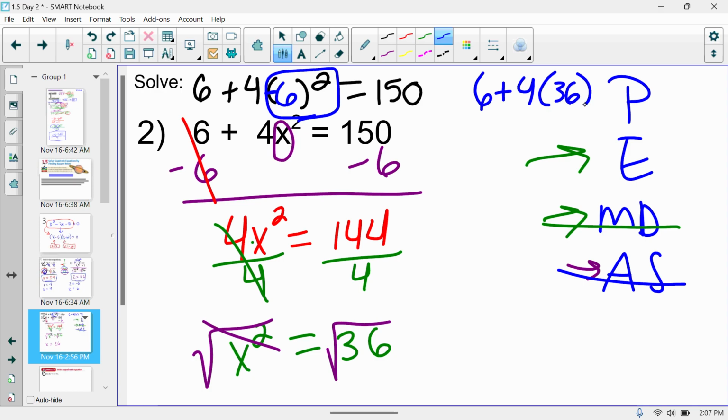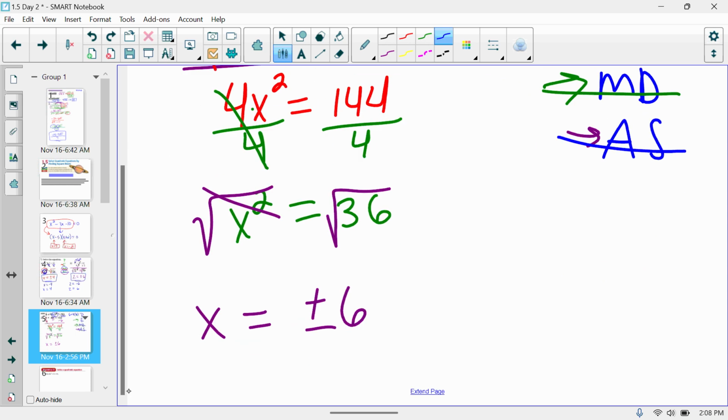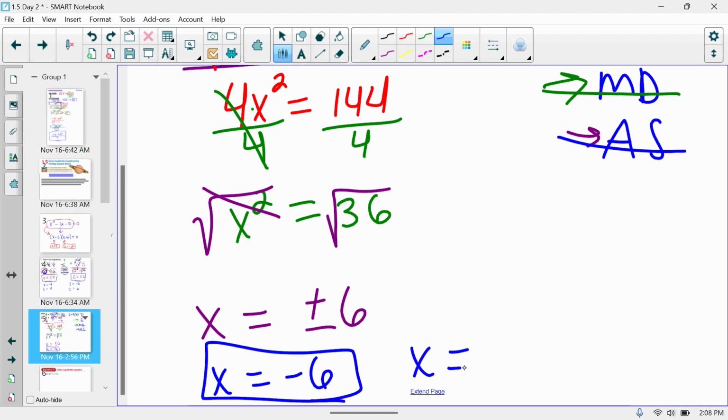So then this would look like 36. And then you could do 36 times 4 and add 6, and guess what? You're going to get 150. It's going to check out. But again, this is why the answer can be 6 or -6, because of this step right here. 6 times 6 is 36, but -6 times -6 is also 36, okay? So we would have to tell both solutions. X could be -6 or x could be +6.